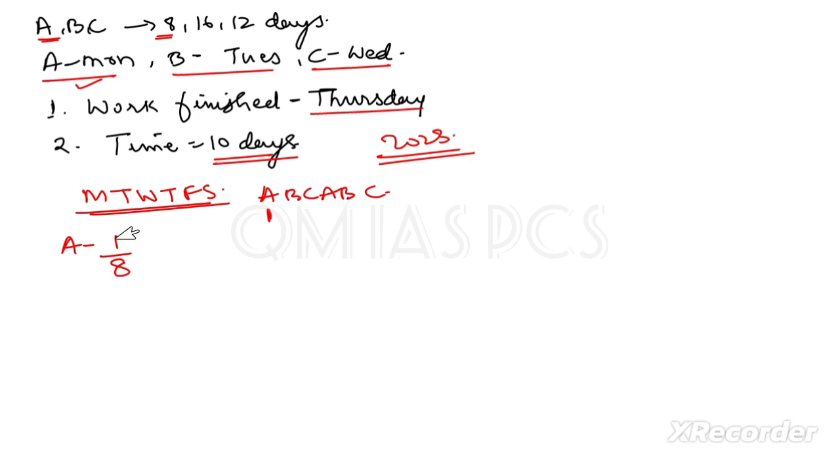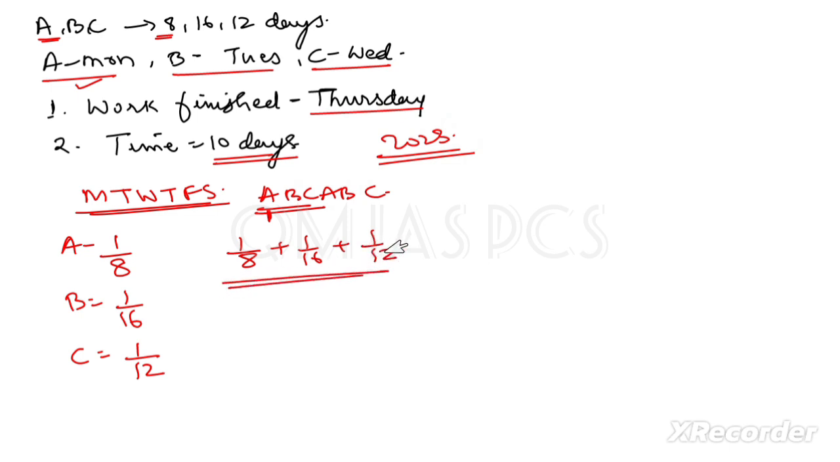I mean, in one day A will complete 1 by 8 work. For B, it will be 1 by 16, so B will complete 1 by 16 work in one day. C will complete 1 by 12 work in one day. Is it clear? So if I say in 3 days how much work is done, it is 1 by 8 plus 1 by 16 plus 1 by 12. If we add all three, it will be the work in 3 days, not one day. Just remember this one. Many aspirants make mistakes in this step.